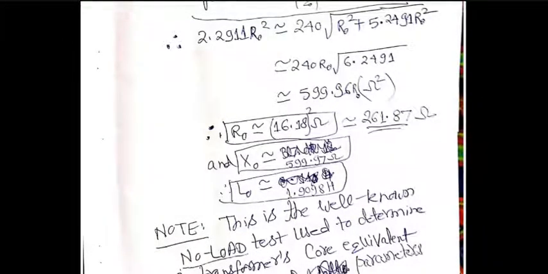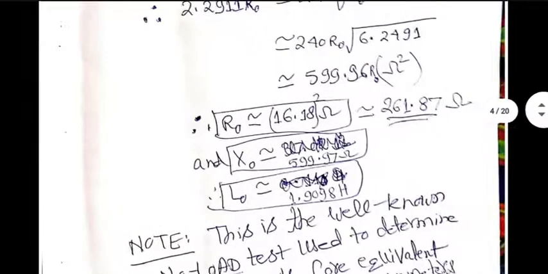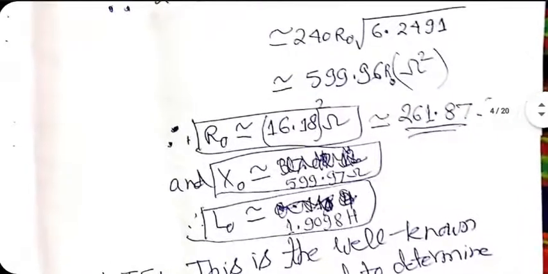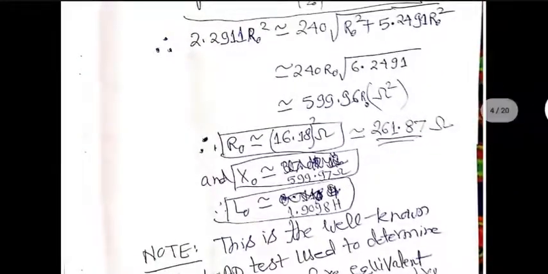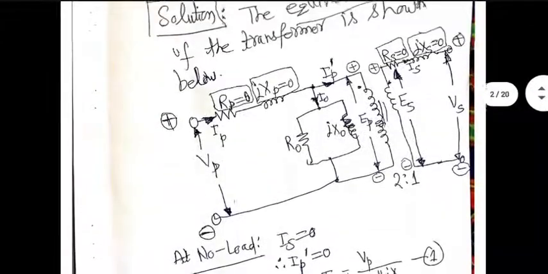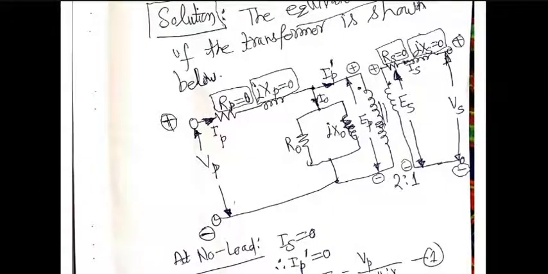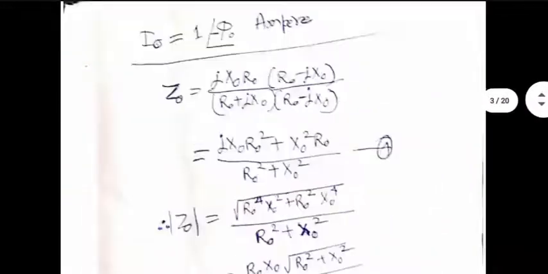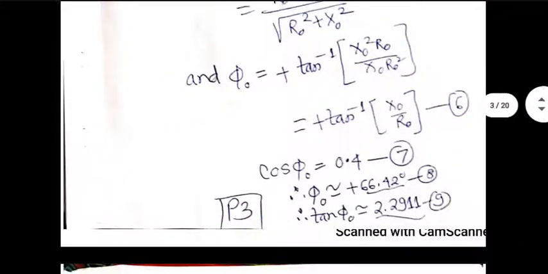So I got R naught equal to 261.87 ohm approximately and X naught equal to 599.97 ohm approximately. You can always convert that X naught into equivalent inductance values by using X naught equal to 2 pi f L naught. So two equivalent circuit parameters concerning the core are known by doing this experiment. Of course, we have assumed that windings have zero losses in the process. So that's part one. X naught and R naught have been calculated.